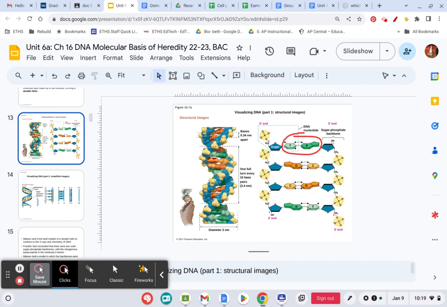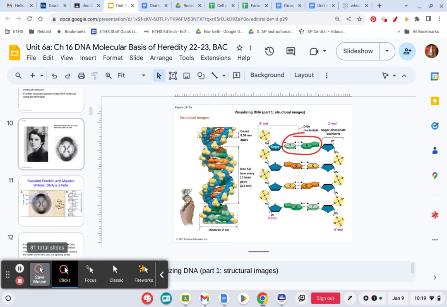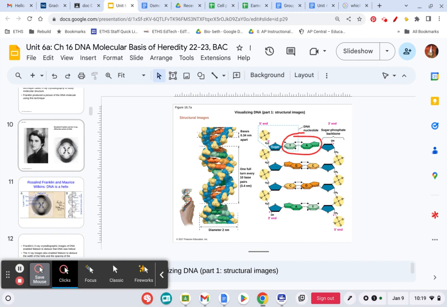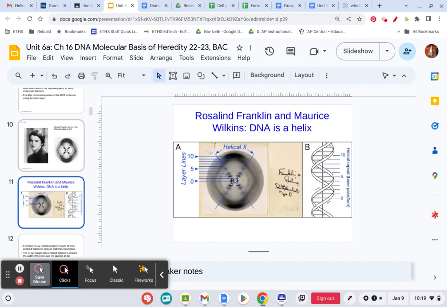And before I go any further, I just want to talk a little bit more about Franklin, because it was actually both. I skipped a slide. It was both Franklin and Wilkins that determined this. And you can get into a whole history of it if you desire. There are biographies written about Franklin, and there's been an autobiography written by Crick, Francis Crick.